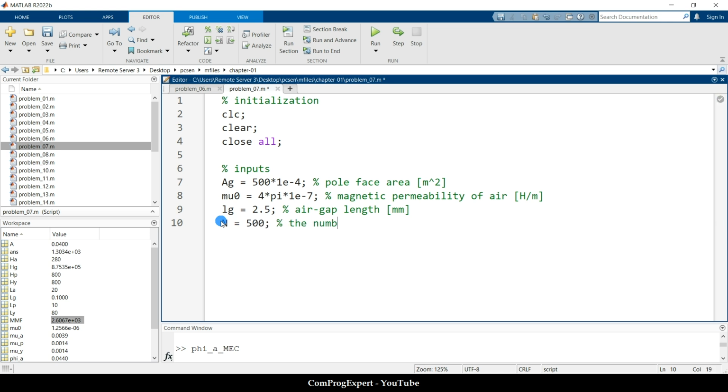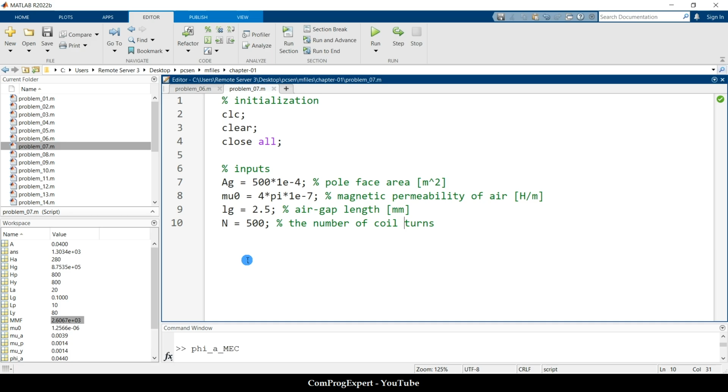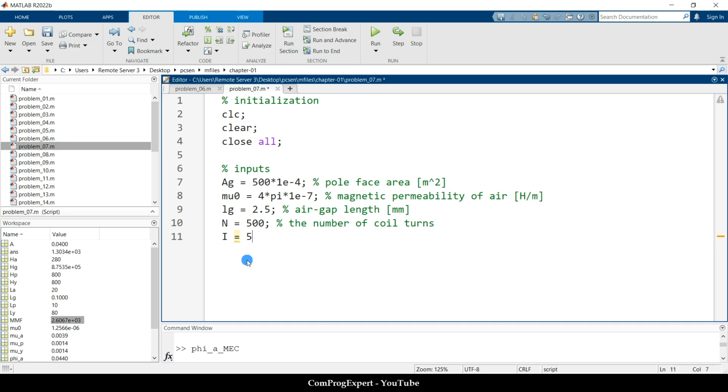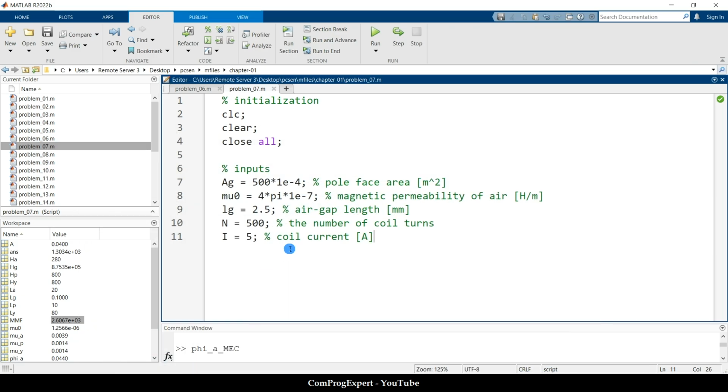The number of coil turns. This is the field winding. And the value of the current is 5 amps. This is the coil current, that is equal to 5. The unit is ampere. We can calculate the reluctance of the gap.